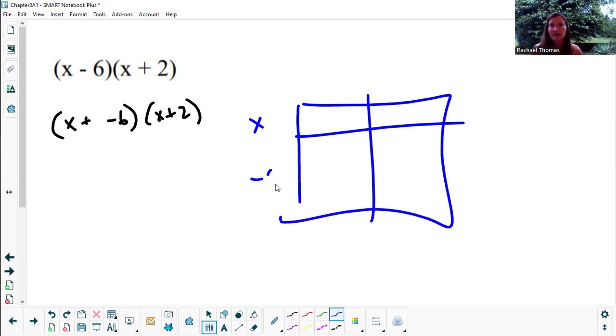I've got an x, I've got a negative 6, and an x, and a positive 2. Notice I would normally write the minus like x minus 6, but I really want to make sure that the negative is stuck to that 6. X times x is x squared. X times 2 is 2x. Negative 6 times x is negative 6x. And negative 6 times 2 is negative 12.